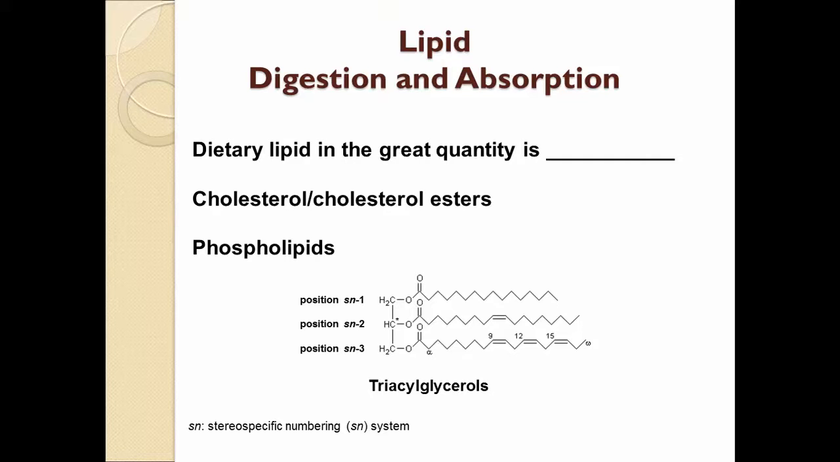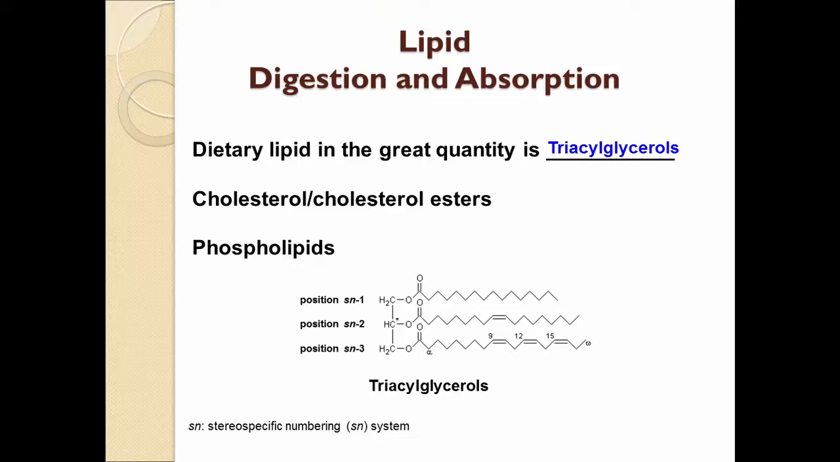So the first question is about dietary lipids in great amounts in our food. What type of lipids do you think is the most abundant in the food? Yes, triglyceride. Thank you. Triglyceride is the most abundant lipid in the food, so we deal with a lot of triglyceride after we eat. In addition to triglyceride, there are also other types of lipids in the food, for example, cholesterol esters and phospholipids.